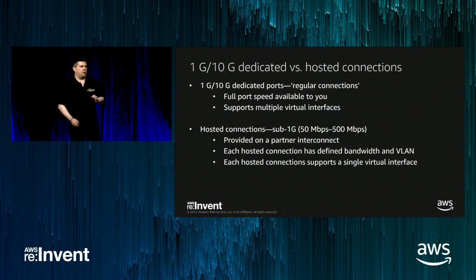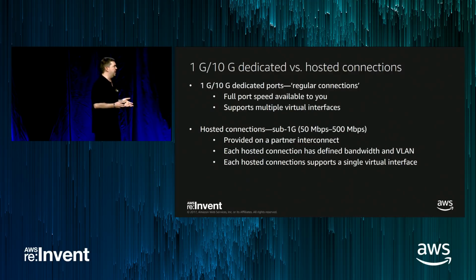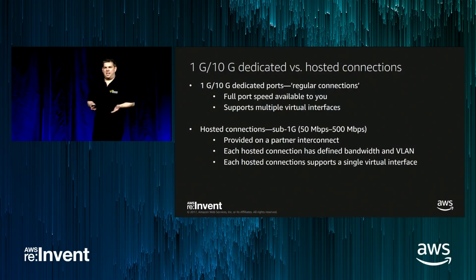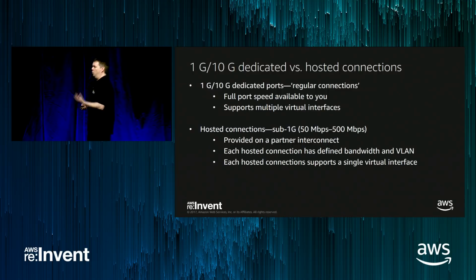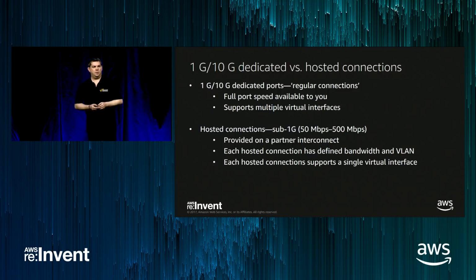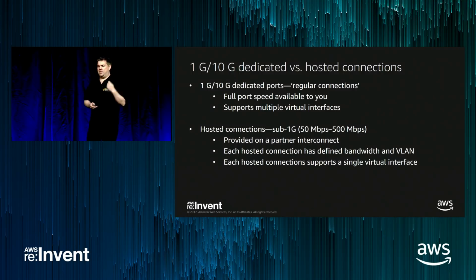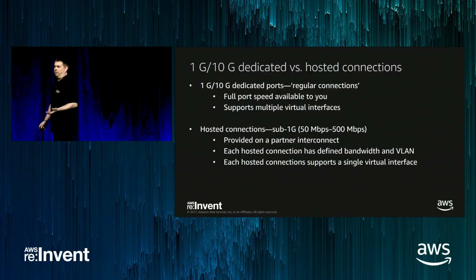So I also wanted to clear up some perhaps confusion that exists out there about dedicated connections versus hosted connections. Dedicated connections are where we allocate you a port on one of our routers in one of these co-location facilities. It is either a 1 gig port or a 10 gig port, and it is assigned to you. We give you a letter of authorization that allows you to connect to that port, which you then use with either the provider or with a partner.